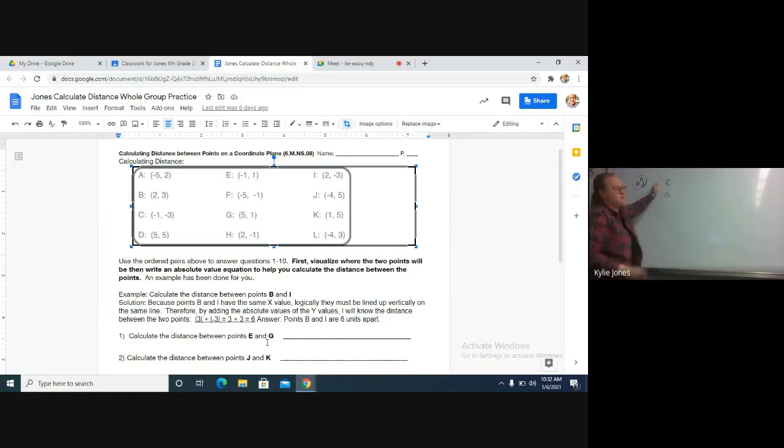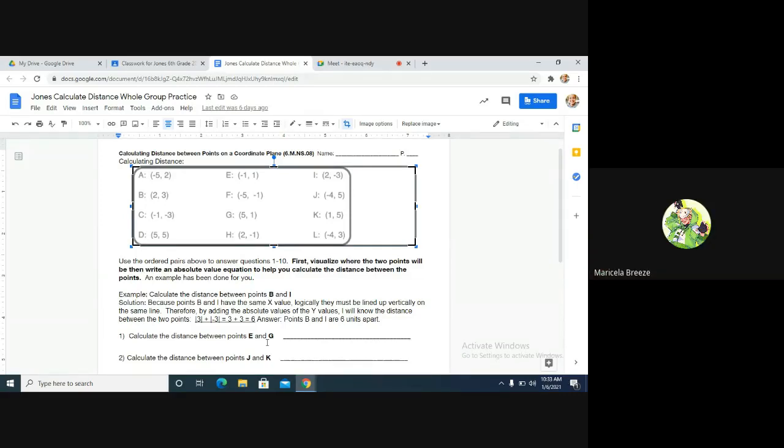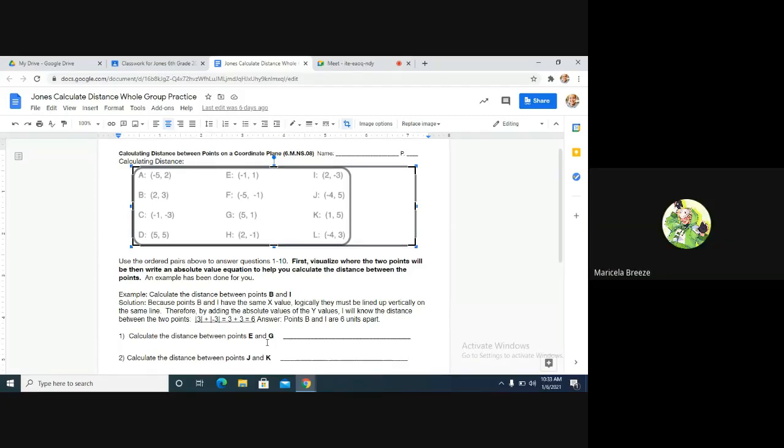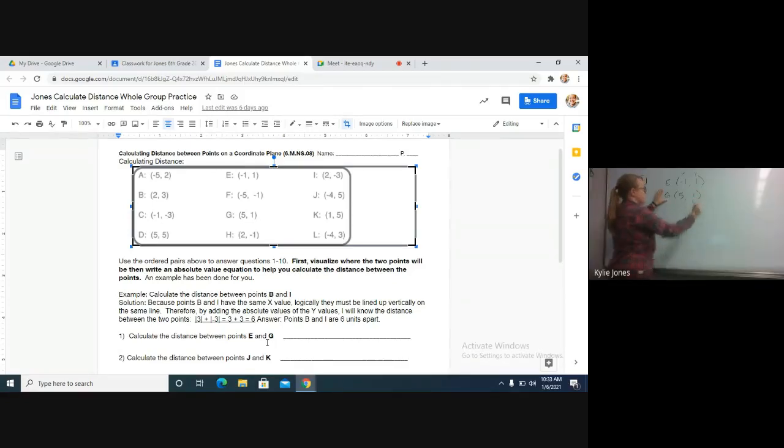Okay. So let's look at we're finding the distance between E and G. So if you look at your chart up at the top, what is the ordered pair for point E? What is point E? -1 and 1. Good. -1, 1. So we have -1, 1. And what about point G? 5 and 1. 5 and 1. Good. So we have our two ordered pairs. I like to write them on top of each other.